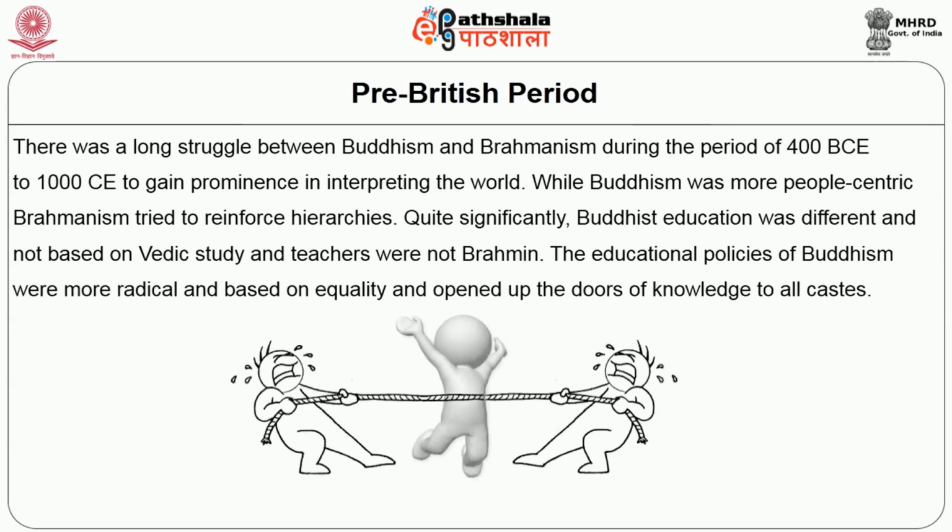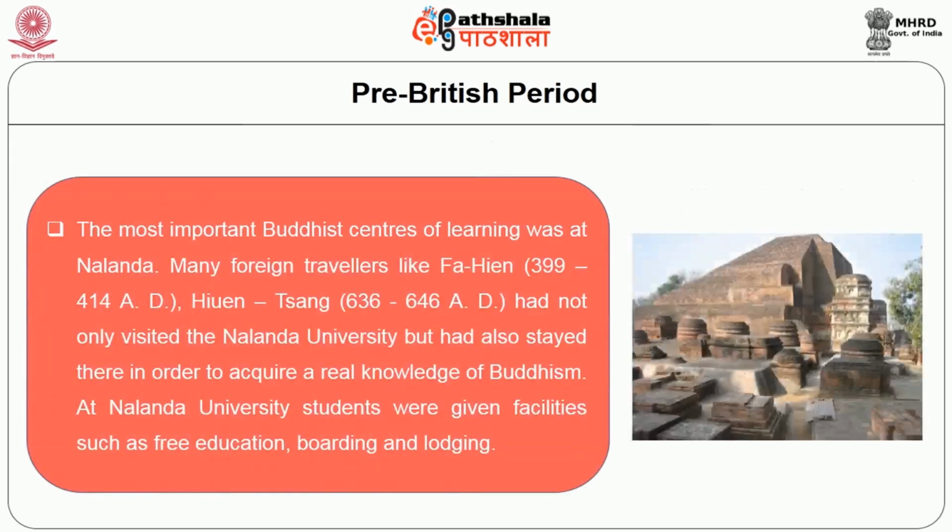There was a long struggle between Buddhism and Brahminism during the period of 400 BCE to 1000 CE to gain prominence in interpreting the word. While Buddhism was more people-centric, Brahminism tried to reinforce hierarchies. Quite significantly, Buddhist education was different and not based on Vedic study, and teachers were not Brahmin. The educational policies of Buddhism were more radical, based on equality, and opened up the doors of knowledge to all castes. The most important Buddhist center of learning was at Nalanda.